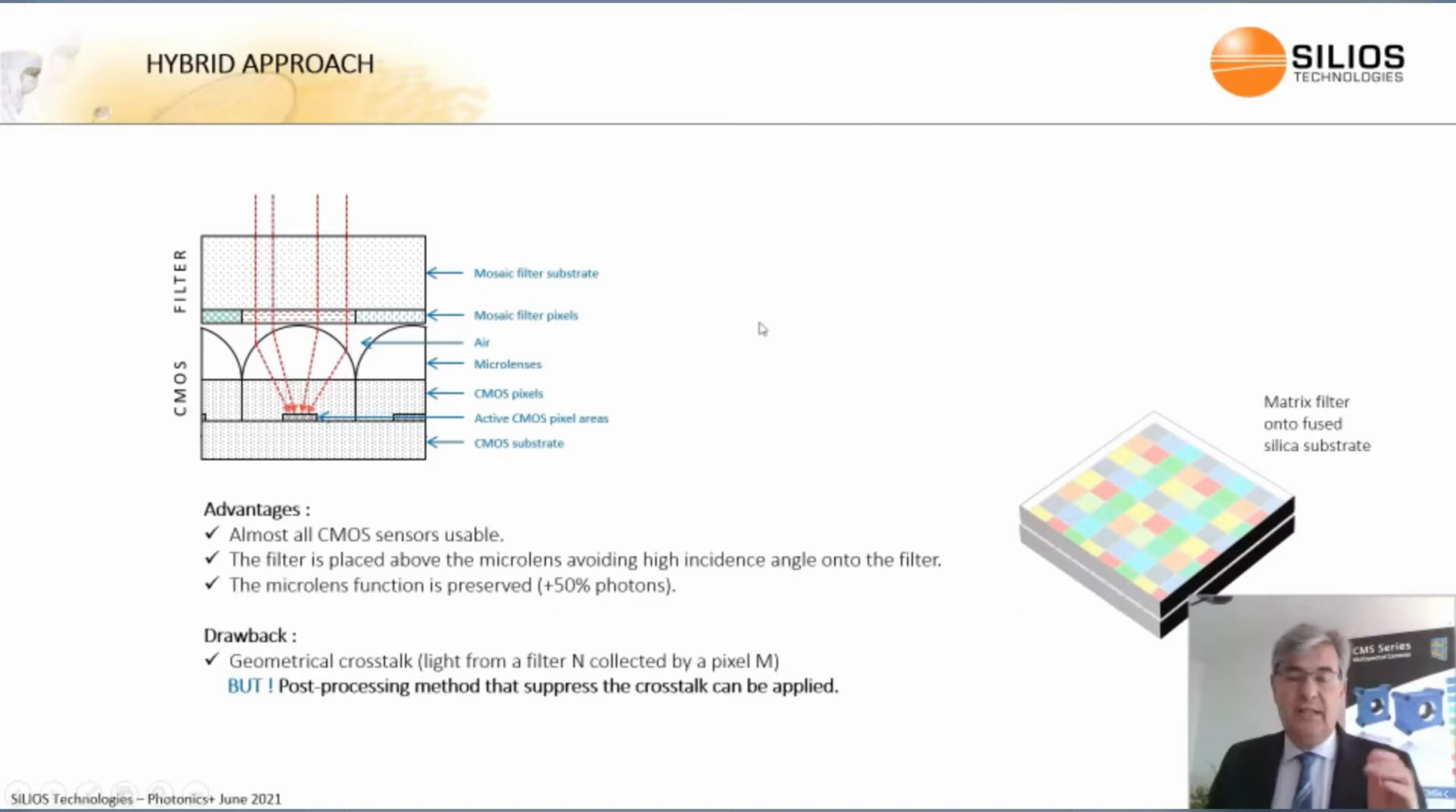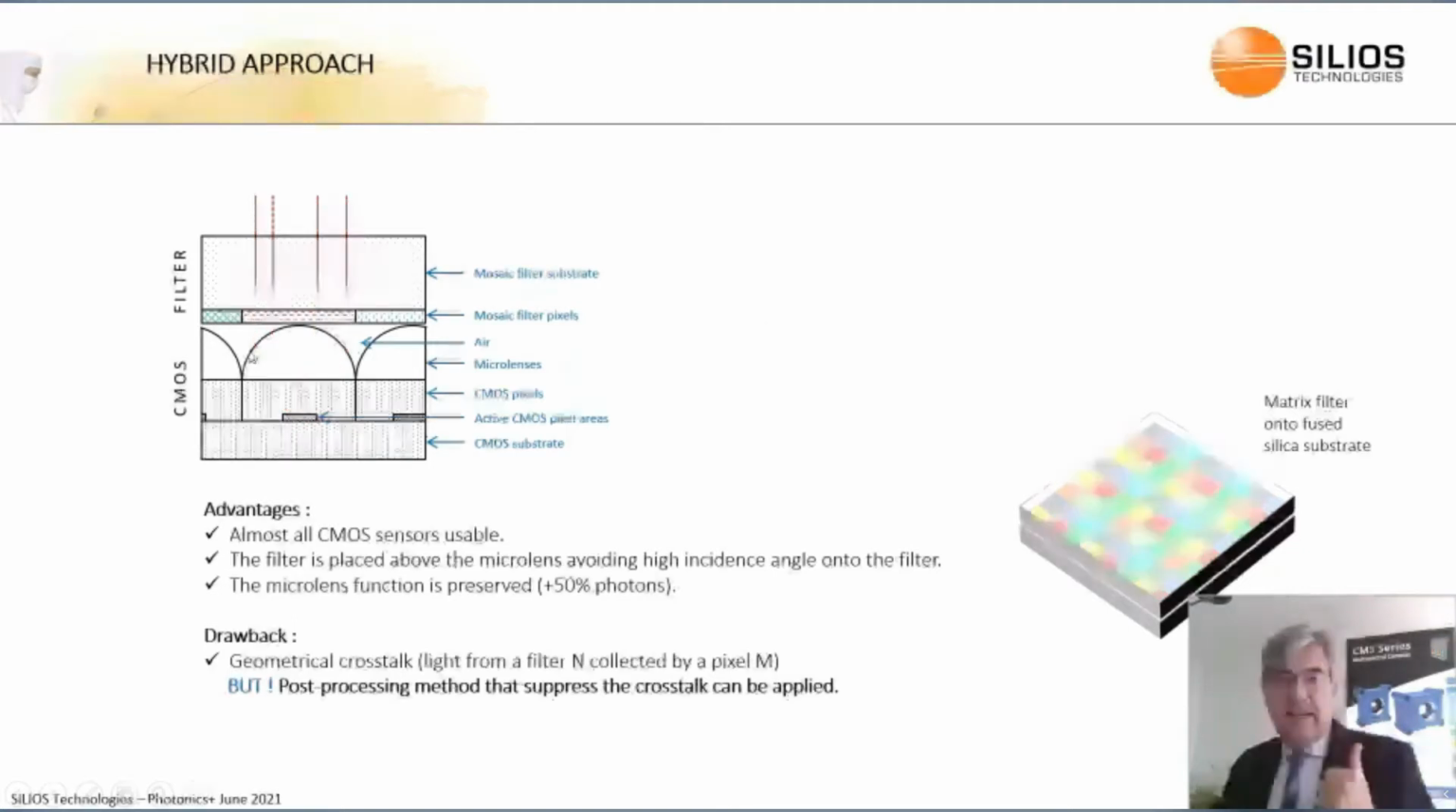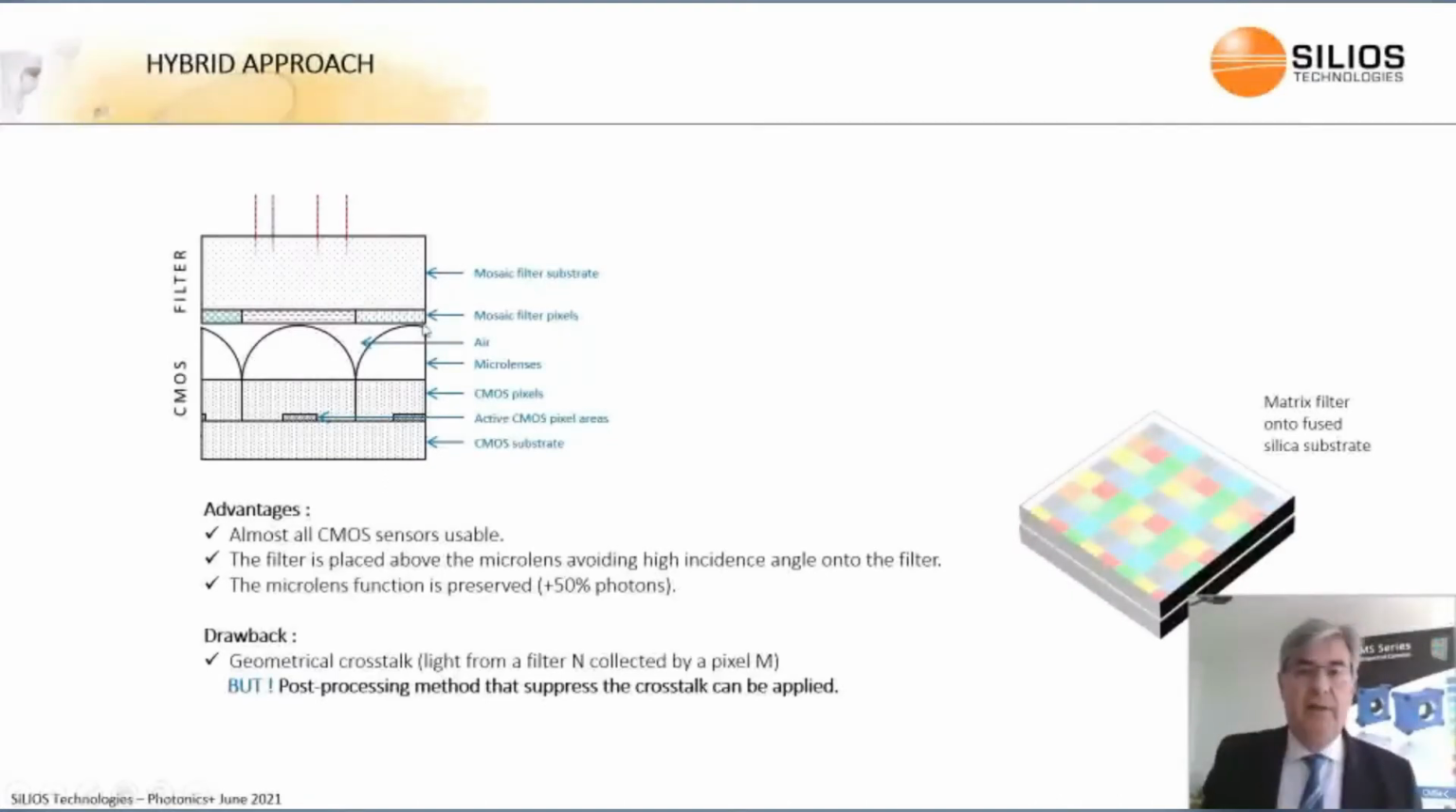The first reason to stay at the packaged sensor level is that we keep the microlens array function, which people who do it at the wafer level cannot do. So we keep the microlens array function, to what end? Because any light that passes through the filter is focused only on the sensitive part of the pixel itself. That means that you preserve about 50% more photons than with the other approach.